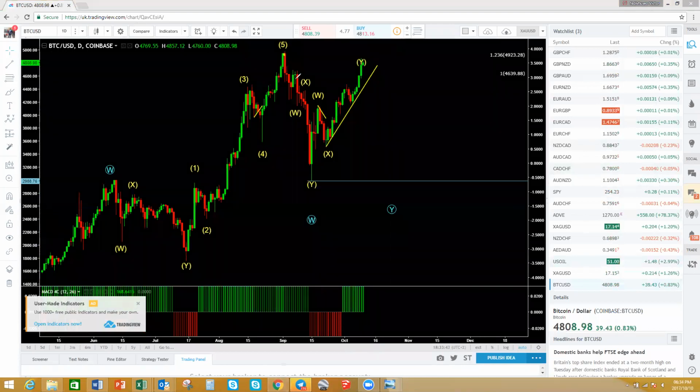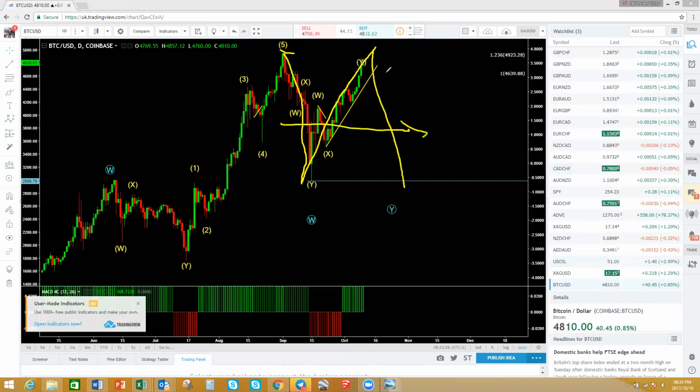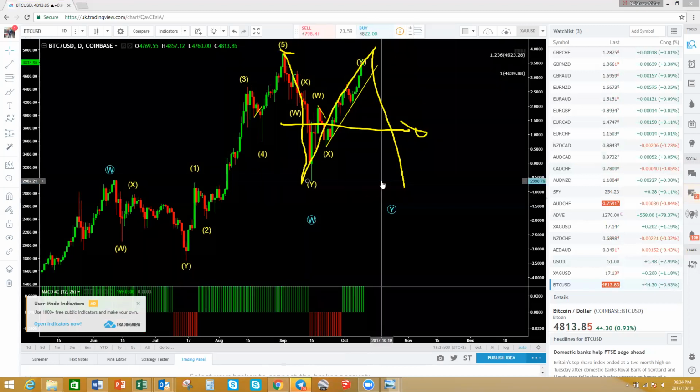So wave 5 ended, we got this correction forming here. And what I'm thinking is that we're going to come and take the high there and then go down. And this will be a regular flat maybe, or even an expanded. You can even take or break the high here, go up and come down. If it comes down to the lows here, to the lows around 3,000, then I'll be looking to buy Bitcoin.